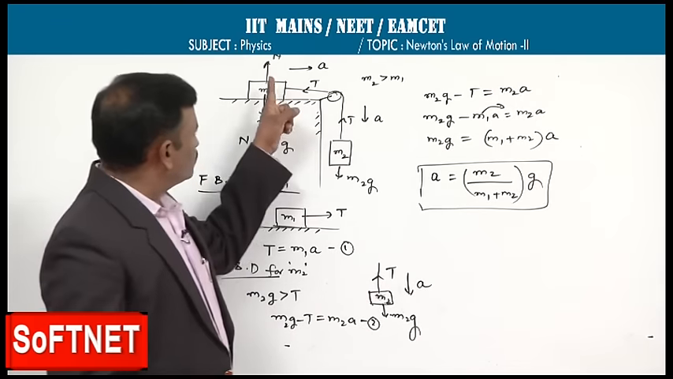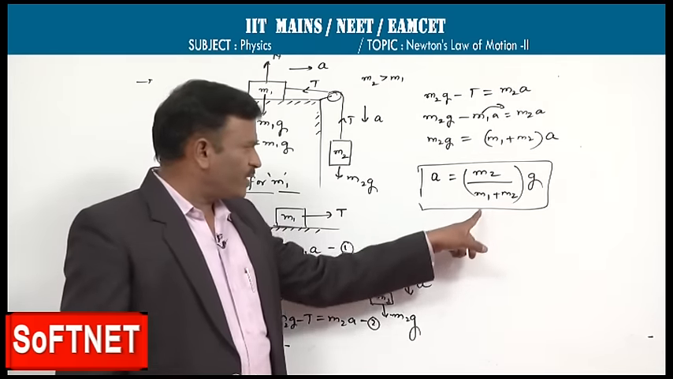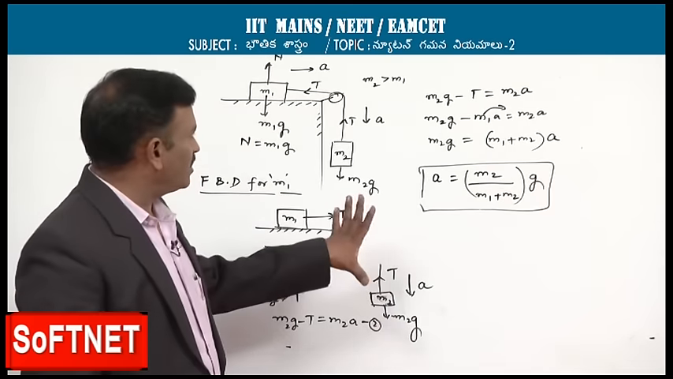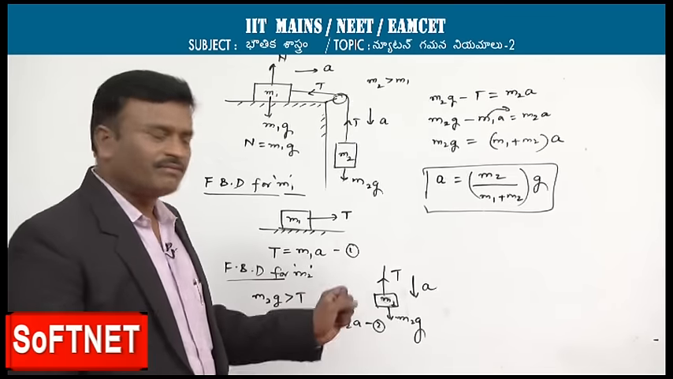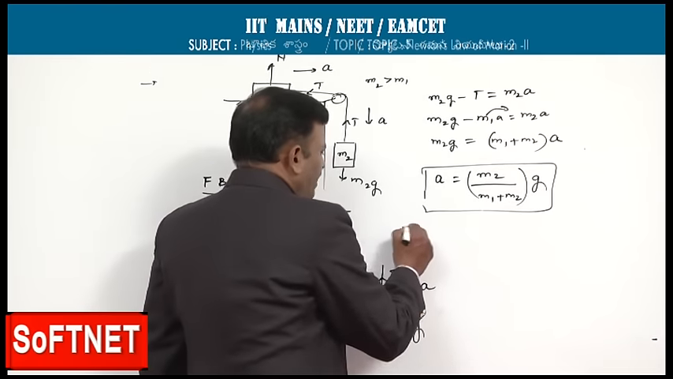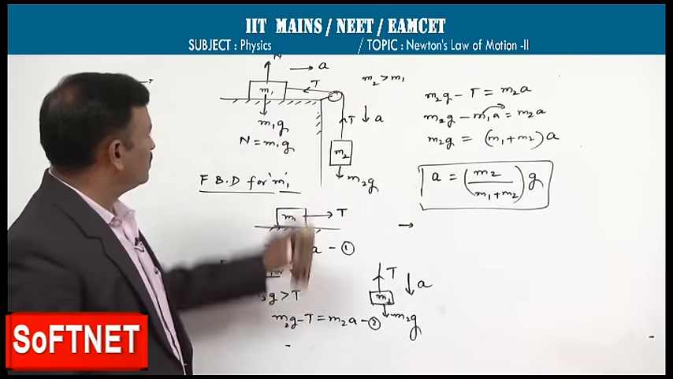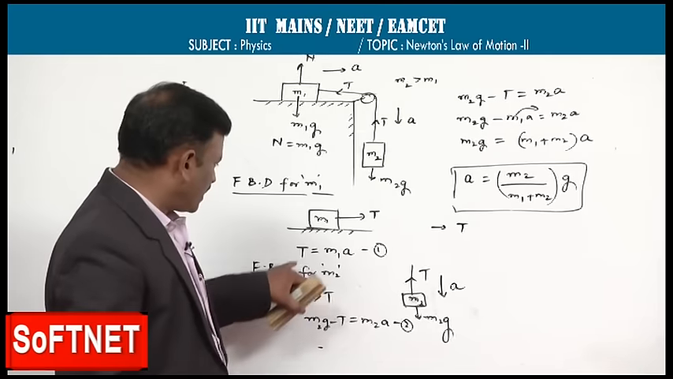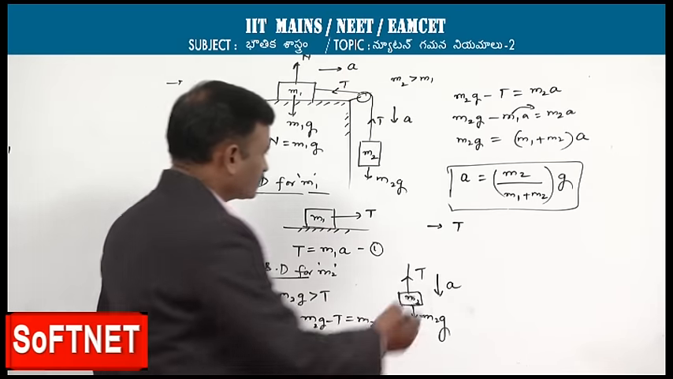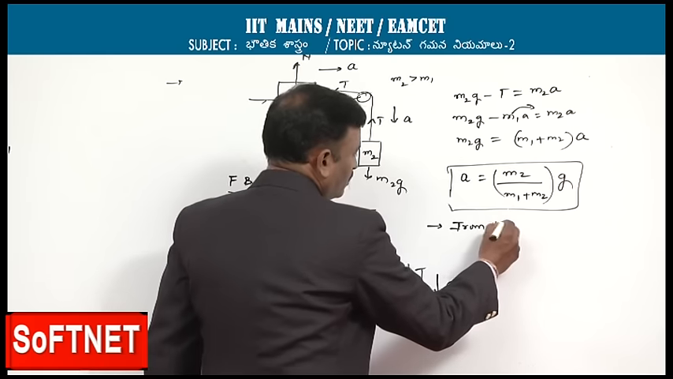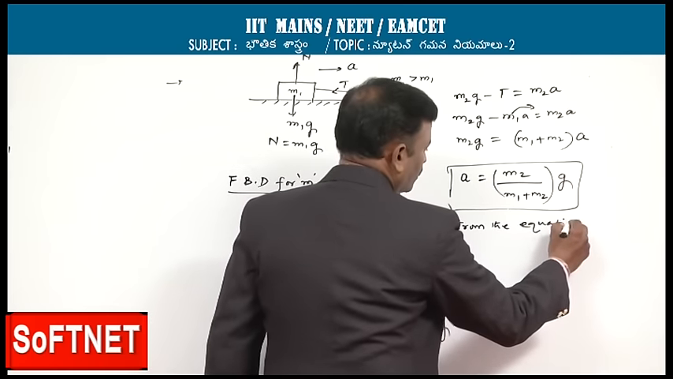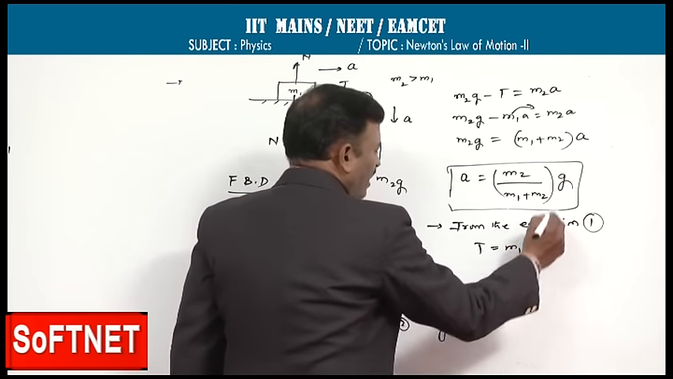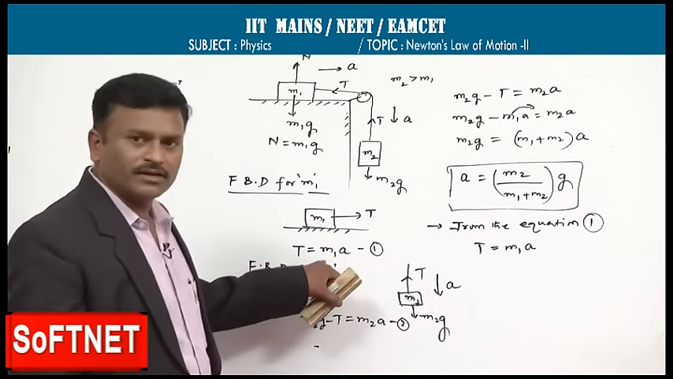This acceleration possessed by both bodies is the same, a equal to m2 by m1 plus m2 into g. It is the acceleration of the system for these two connected bodies. Now let us write how much tension is acting on the cable. So T, from equation 1, we know that T is equal to m1a, as we derived here.